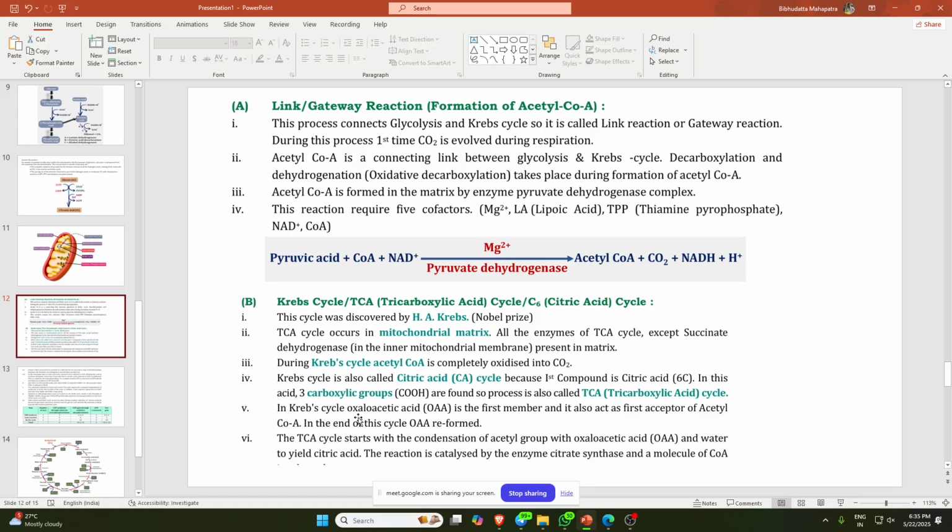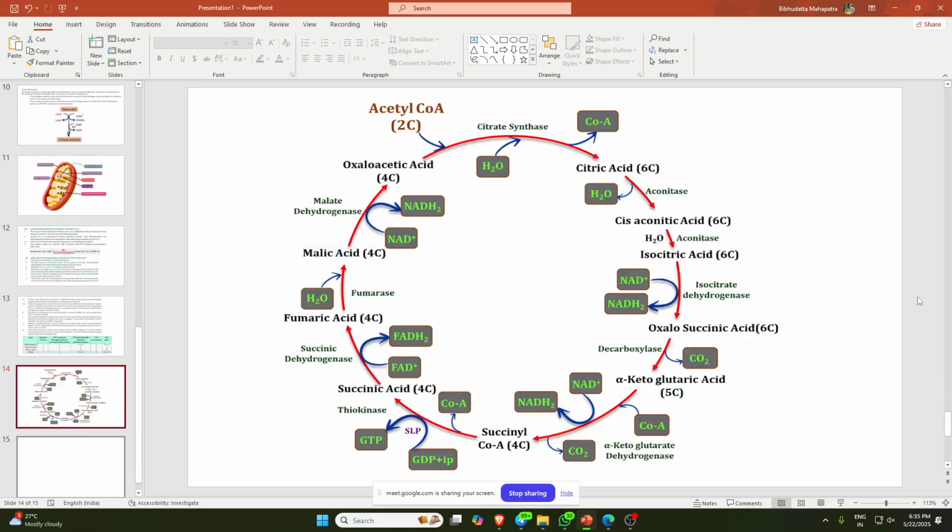The TCA cycle starts with the condensation of the acetyl group with oxaloacetic acid to yield citric acid. Condensation means water is added. The reaction is catalyzed by the enzyme citrate synthase. Generally the first enzyme acts, this is the citrate synthase.